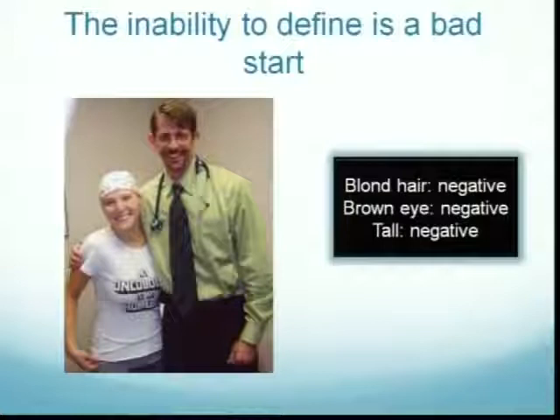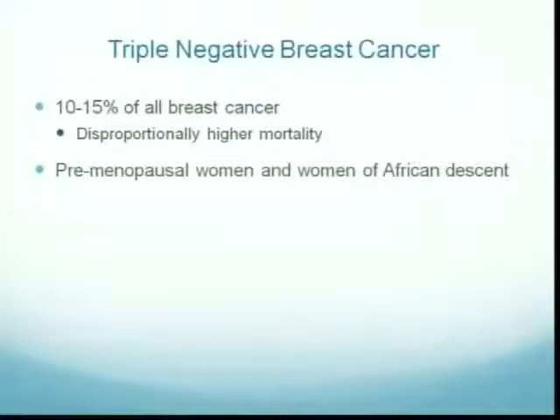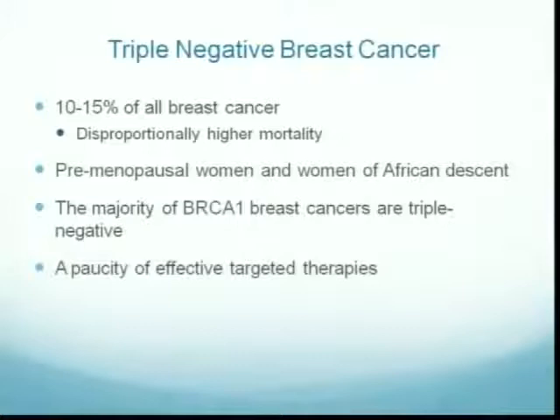So triple negative makes up about 10 to 15% of all breast cancer with a disproportionately higher mortality. It tends to affect more premenopausal women and women of African descent. Many of you may have heard of the BRCA1 gene, which is a hereditary cancer gene. When mutated, it predisposes women to a much higher risk of breast cancer. BRCA1 mutants tend to be triple negative. As I mentioned before, there is a paucity of effective targeted therapies.